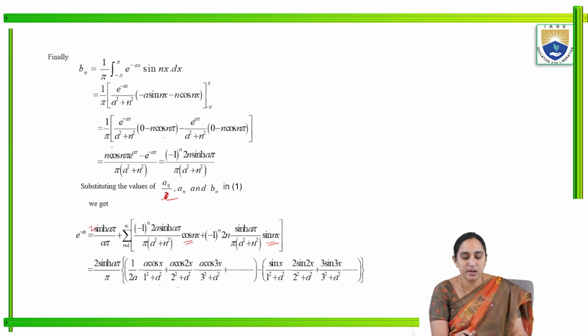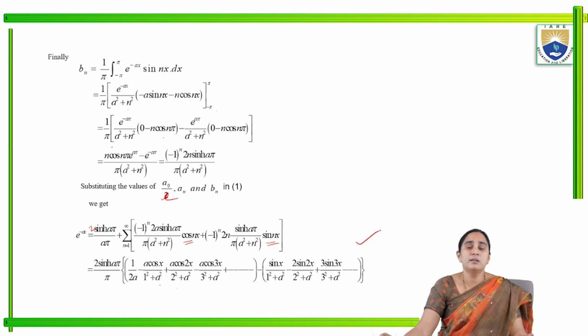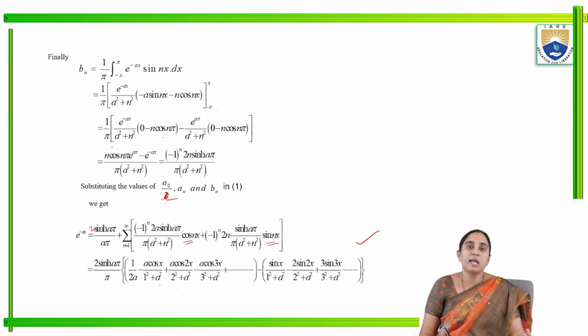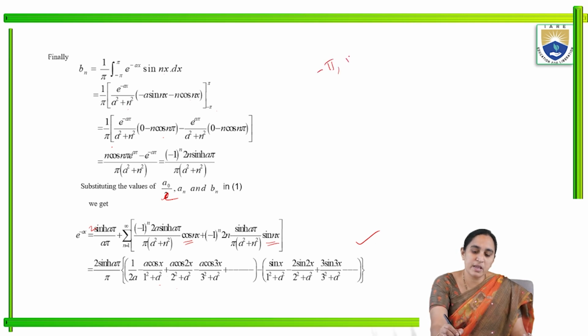Minus 1 power 1 means minus 1 sin x by 1 square plus a square, minus 2 into sin 2x by 2 square plus a square, for n is 2, and for n is 3, 3 sin 3x by 3 square plus a square. This is b_n. Therefore, this is the final answer: the Fourier series of e power minus ax within the interval minus pi comma pi. Once observe, this is the general procedure for finding a naught, a_n, b_n values within the interval minus pi comma pi.